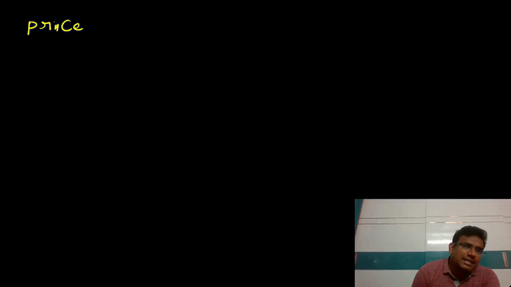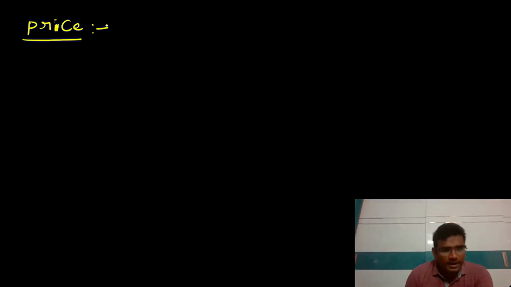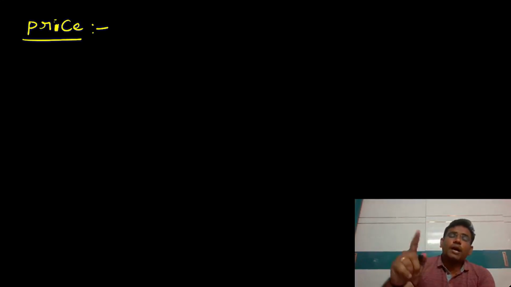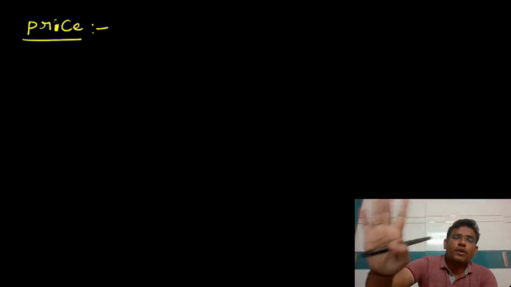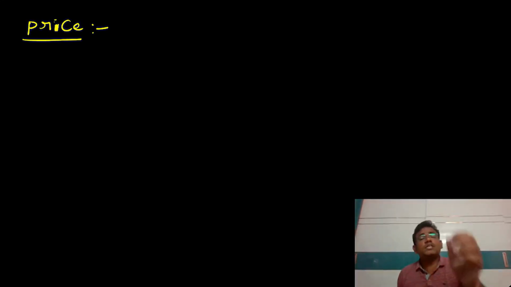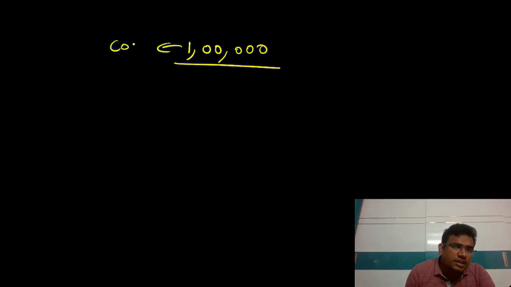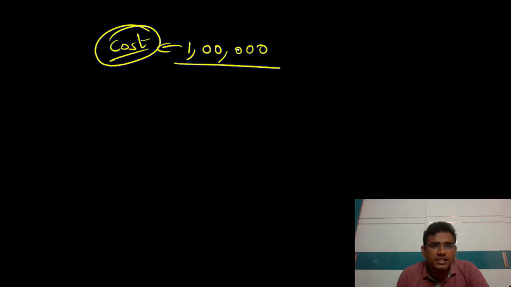Okay, guys, let us say we manufactured a product and it took some cost. Omkar, I will explain at the end. Okay, no worries. Now see, guys, what is price? Let us say you manufactured something, and to manufacture something, you spend 1 lakh rupees on that. So cost incurred is 1 lakh.